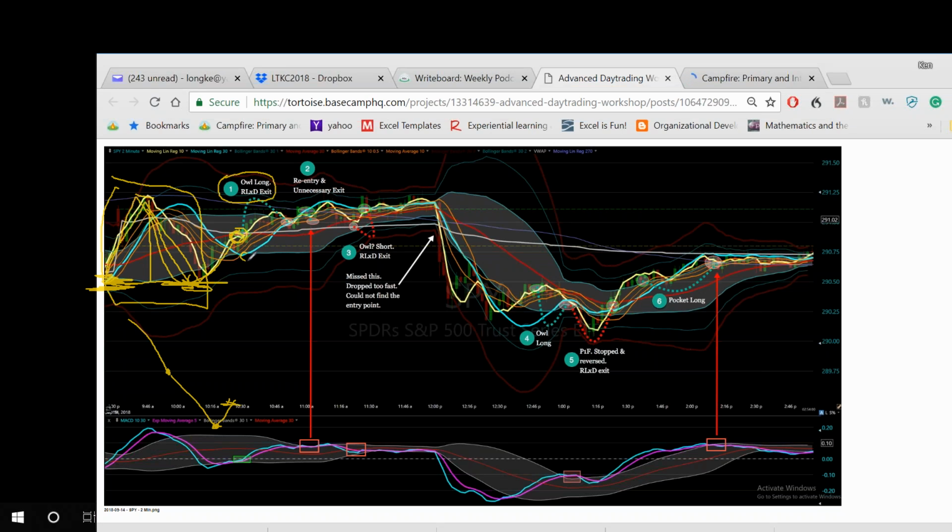The 30 has rolled up. The dragon has rolled up. You got an RLXD. You had a double bottom. I don't mind that entry at all. I really think I would maybe call that a pocket more than an owl, but I don't mind that.